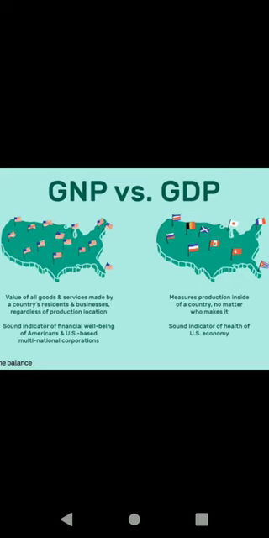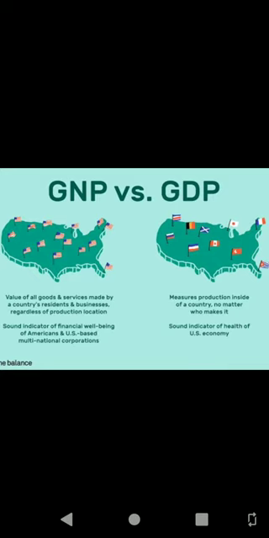What are the various terms associated with measuring of national income? There are 7 topics, that is gross national product, gross domestic product, net national product, net domestic product, per capita income, personal income, disposable income. Okay, are you clear? Okay, one by one we can explain.